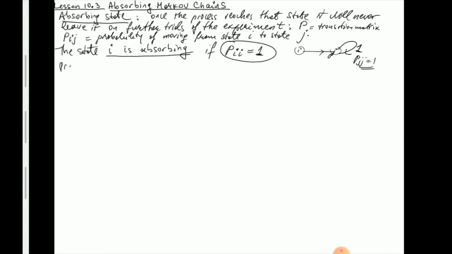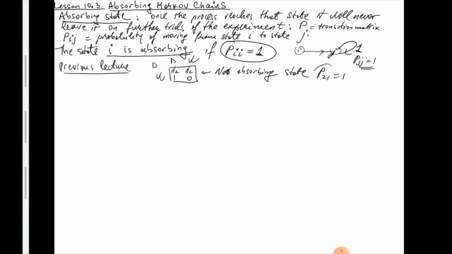In the previous lecture, we had an example with either driving or walking. If I remember correctly, if you drive today, you're equally likely to drive tomorrow or walk tomorrow. If you walk today, then you drive tomorrow for sure, and you're not going to walk tomorrow. So notice this is not absorbing. There is no absorbing state in this Markov chain, because the entry equal to 1 is P21. So there is a transition probability equal to 1 from state 2 to state 1, but not to itself.